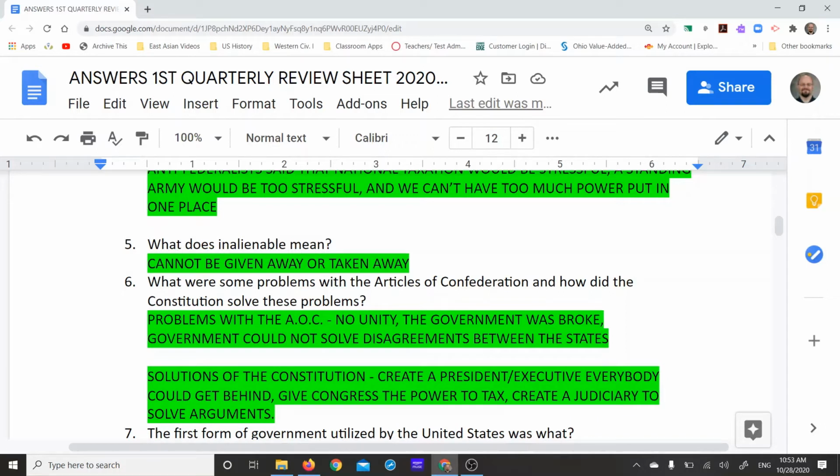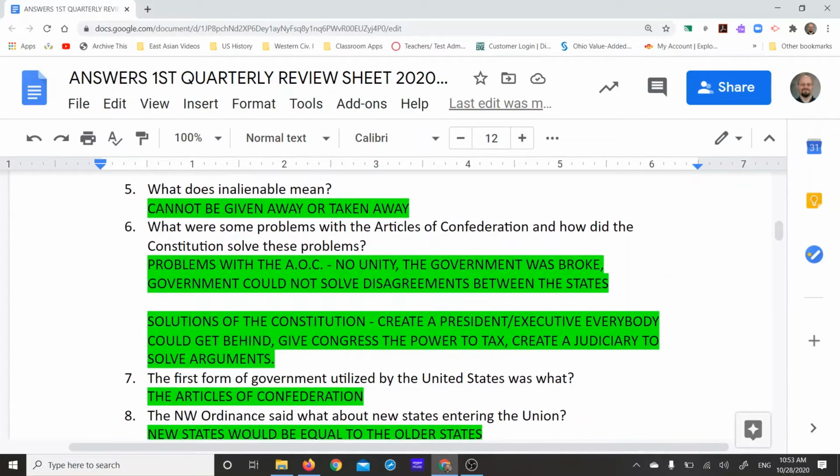What was the first form of government utilized by the United States? Well, that was the Articles of Confederation. I'm not talking about a monarchy under the British Empire. I'm talking about after the Revolution, what did we use? We used the Articles of Confederation until we replaced it with the Constitution.